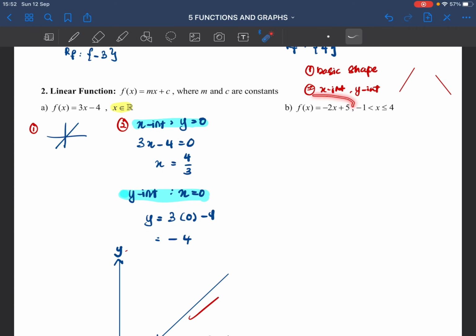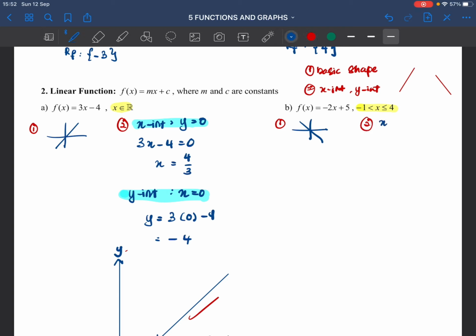Kita ada negative 2x plus 5. And be careful, dekat sini dia ada bagi domain dekat kita, which is from negative 1 to 4. Okay, so first thing first, we have to determine the shape of our graph. So depan x kita ialah negative. So we know that the shape is like this. Okay, ke kiri.